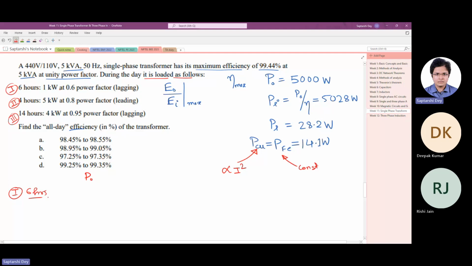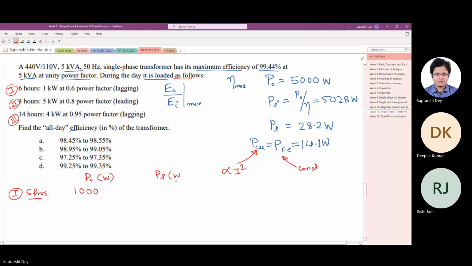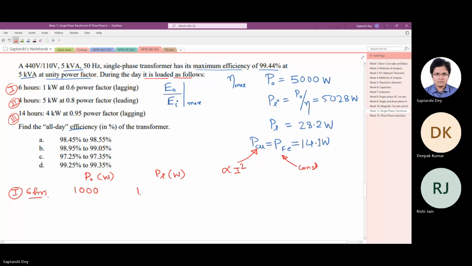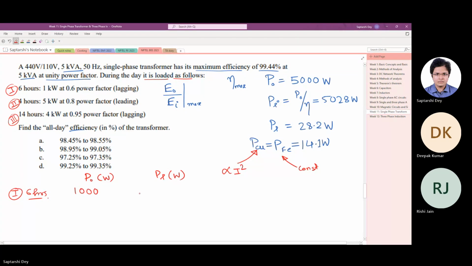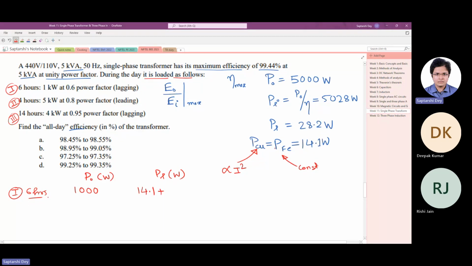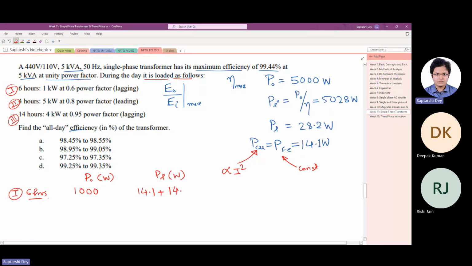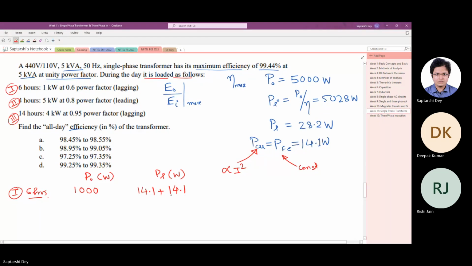So output is 1 kilowatt only, 1000 watt. What about the loss? Core loss is constant at 14.1. What about the copper loss? Try to understand this. If you don't understand, tell me. If the load is 5 kilowatt, the copper loss is 14.1.